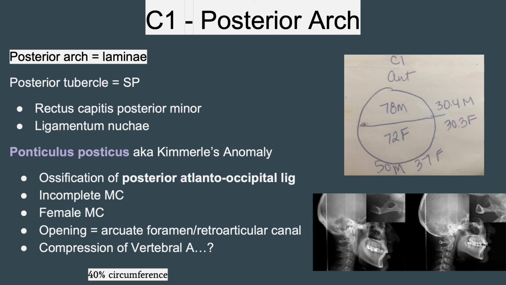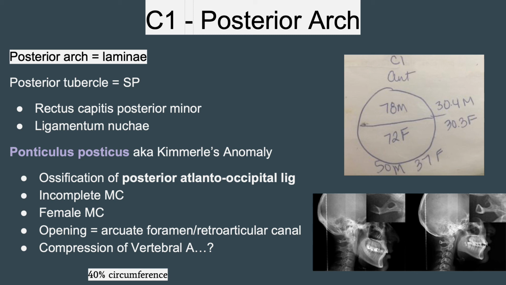The features about the ponticulus posticus are going to be discussed in that bullet point on page 67. You want to know how to spell ponticulus posticus for one. You want to know that it represents accessory bone formation due to ossification of the posterior atlanto-occipital ligament.